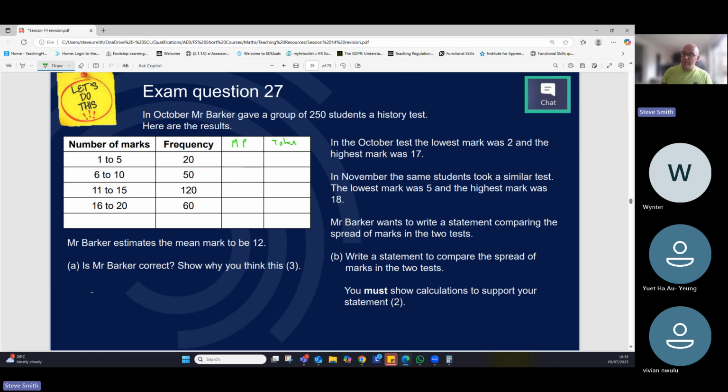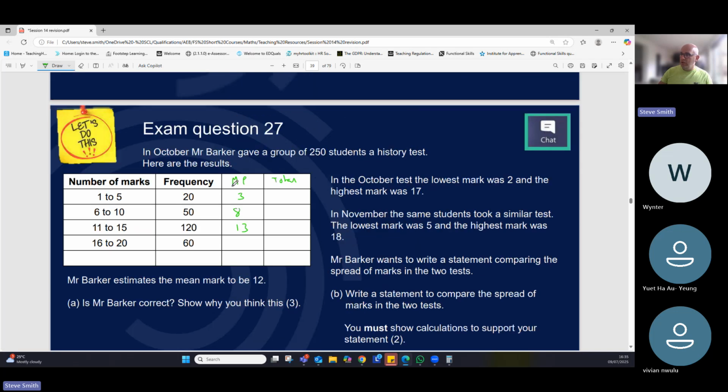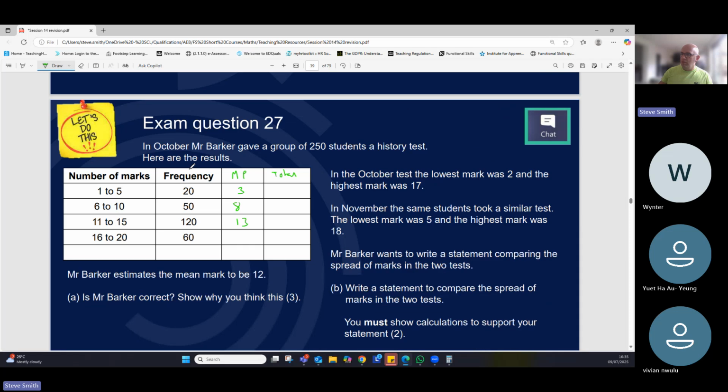So 1 add 5 is 6 divided by 2 is 3. 6 add 10 is 16 divided by 2 is 8. 11 add 15 is 26 divided by 2 is 13. 16 add 20 is 36 divided by 2 is 18. Sorry, I said 36, did I get the other number wrong then? Oh no, I said 18. Okay. Brain fog then. Right.